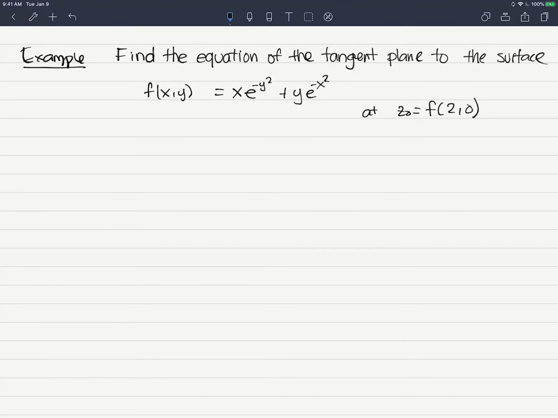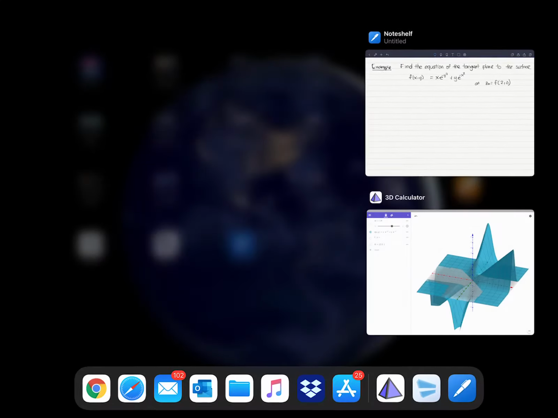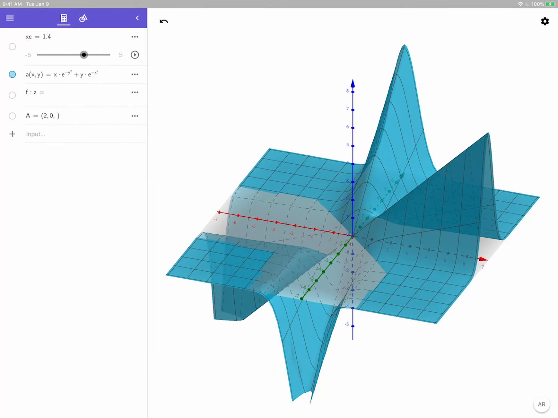Okay, so in this video, we're going to find the equation for the tangent plane to a surface of the form z equals f of x, y at a certain point. So this is a little bit more interesting function than the more simple ones that you see in the first or second examples in a calc class.